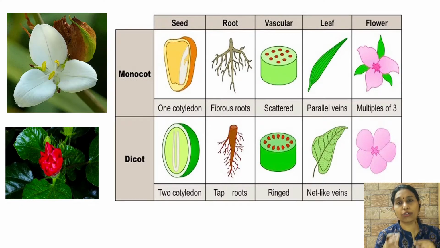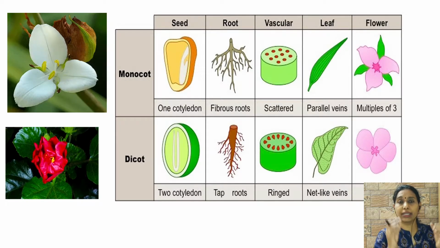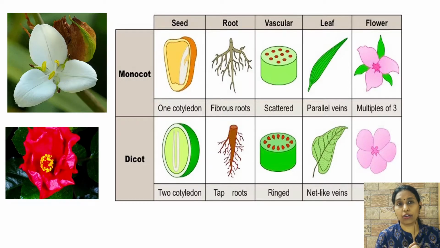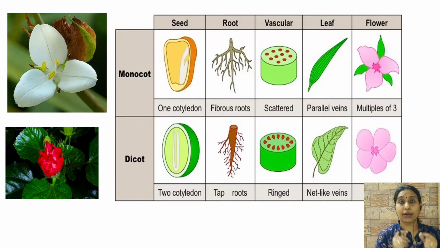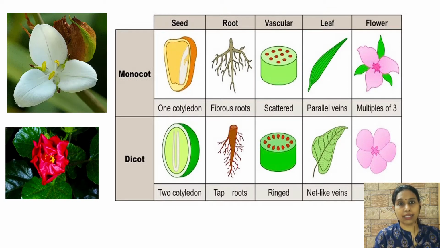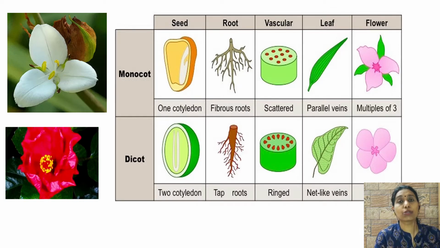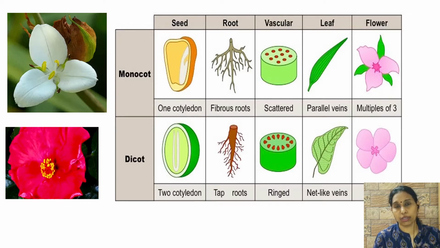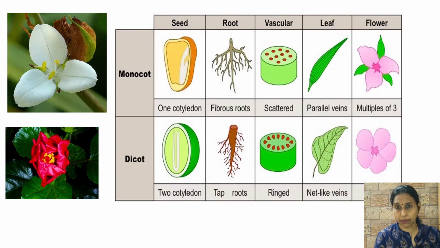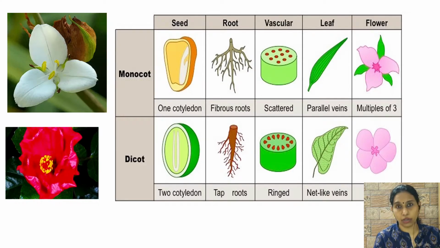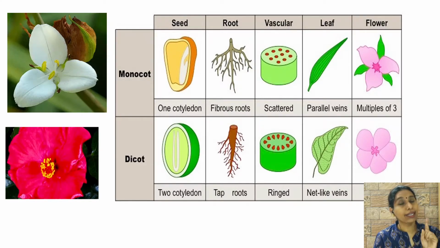But there is no need to always open the seed to know whether the plant is dicot or monocot. There are some other characteristics also. If you pluck a grass and see the roots, it has a fibrous root system. Grass is a monocot. If you pluck a tulsi plant, it has a primary root and secondary roots are coming out of it. So this is called a dicot.